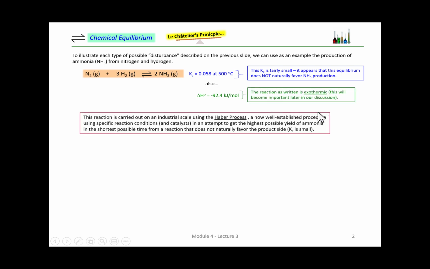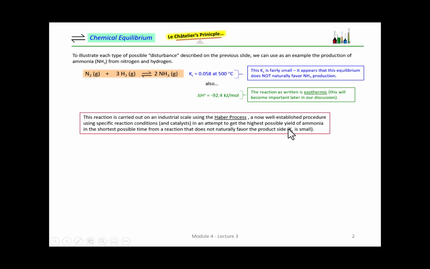Now this reaction is carried out on an industrial scale using what's called the Haber process. And this is a now well-established procedure using specific reaction conditions and catalyst in an attempt to get the highest possible yield of ammonia in the shortest possible time from a reaction that does not naturally favor the product side.